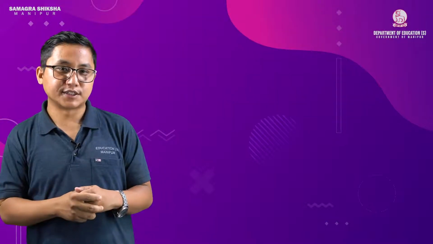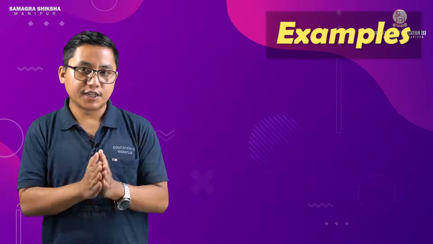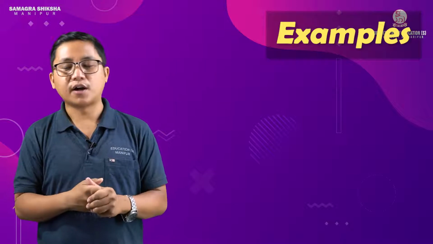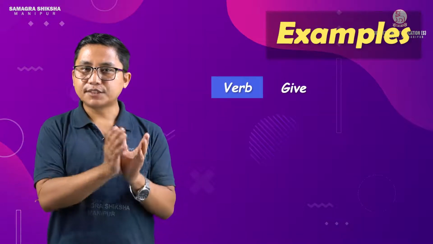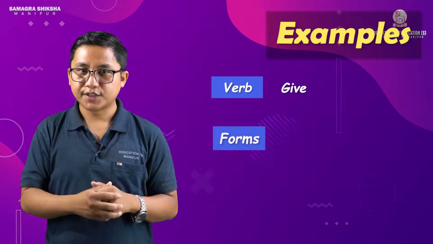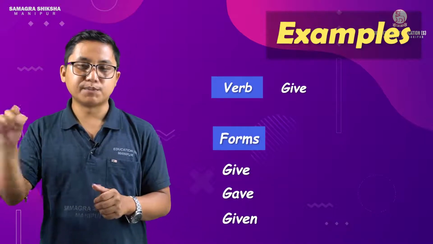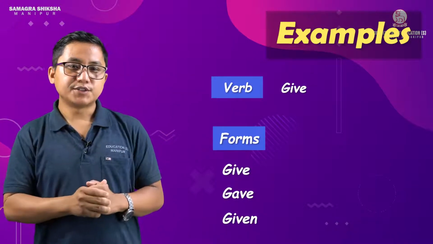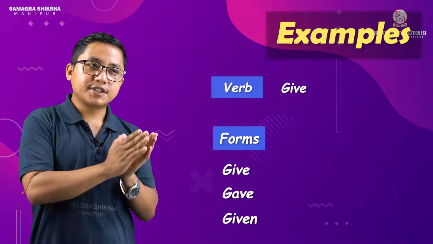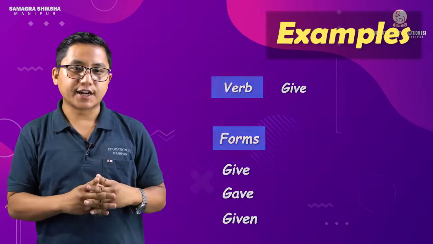That is the past tense. So for example, let's take the verb give. The past form of give is gave. Give, gave, given. Remember that. Eat, ate, eaten. Keep it in mind. Give, gave, given.